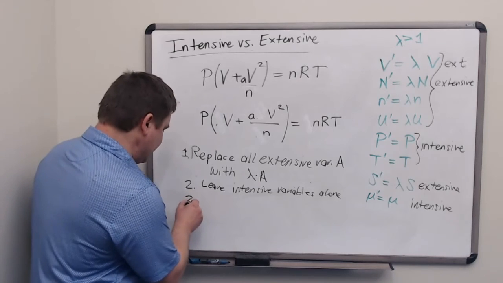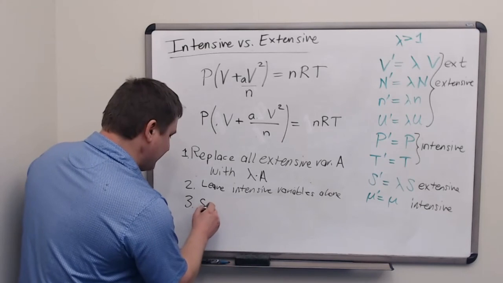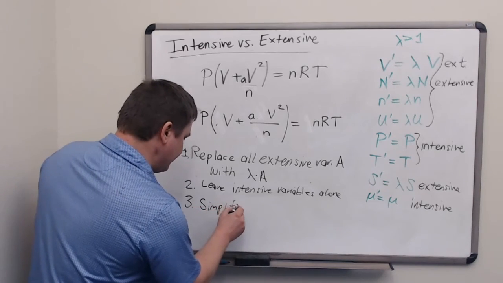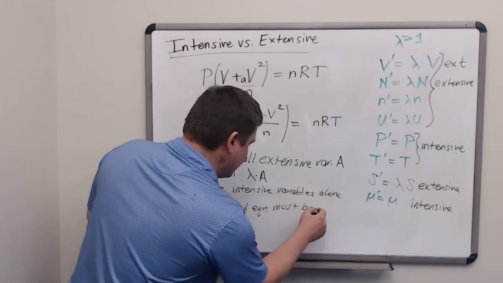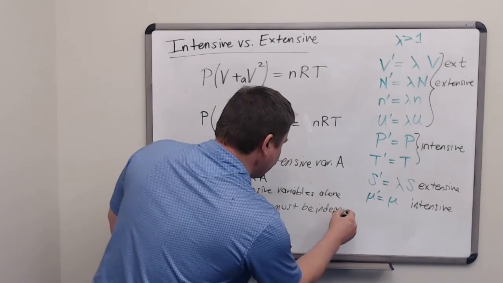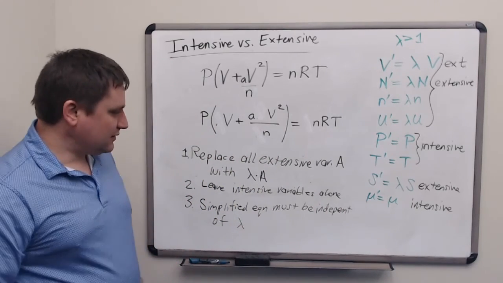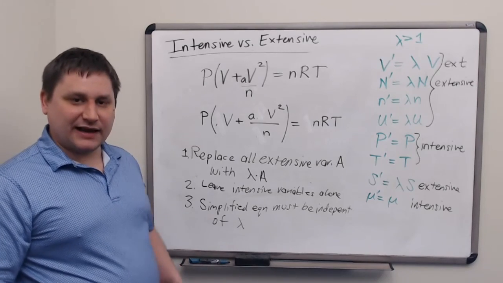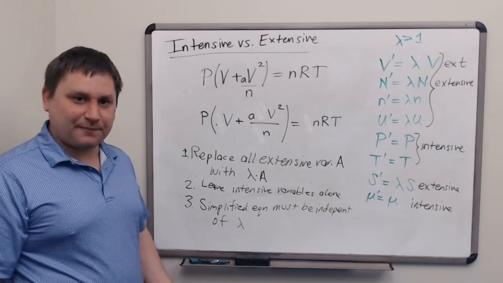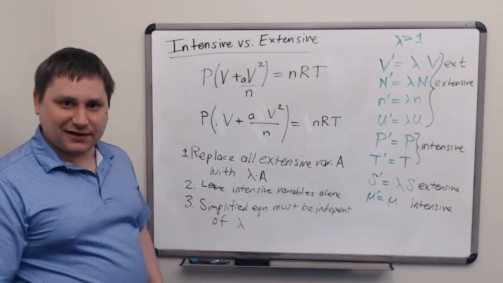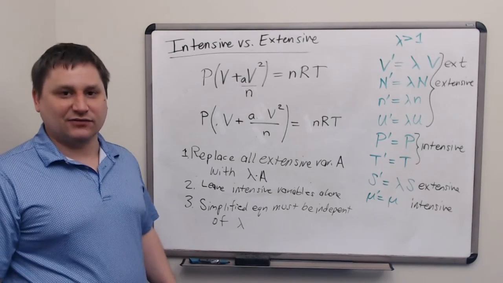All right, and then after we do these replacements, the simplified equation must be independent of lambda. Okay, if it's independent of lambda, then it could be a correct equation. It agrees with the scaling behavior of nature. If it depends on lambda, then it must be rejected. It couldn't be a possible equation even if it looks kind of okay.